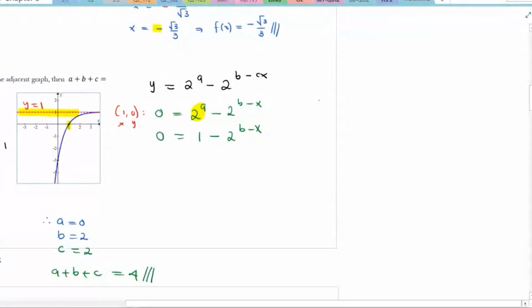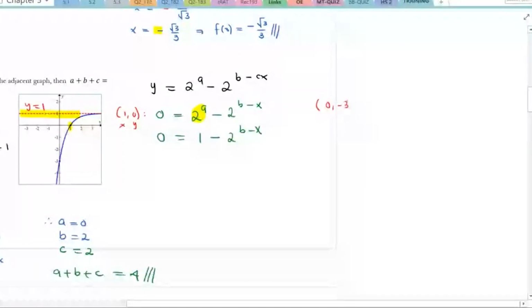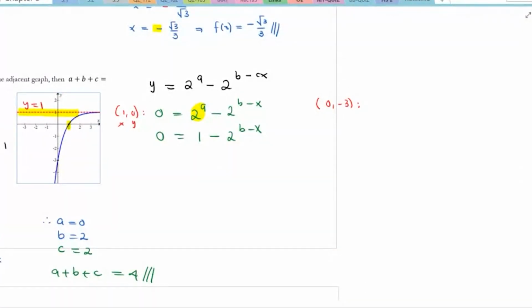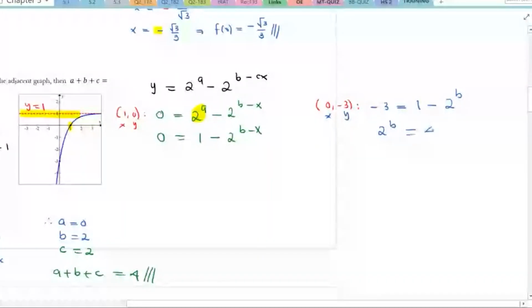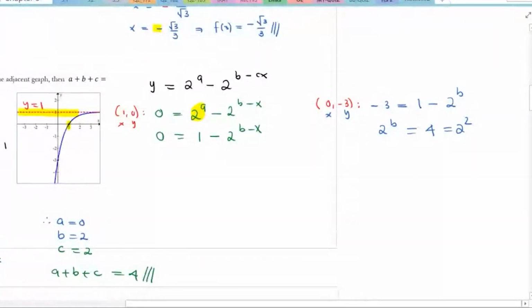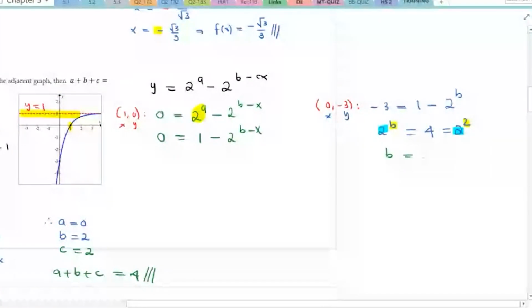What is the second point? The second point is 0, minus 3. When I substitute this one, we have x and y. So y is minus 3 equal to 2 to the power of a, allow me to write it as 1 now, minus 2 to the power of b, and x is going to be equal to 0. So we have 2 to the power of b only. Now, when you bring 2 to the power of b to this side, we say 2 to the power of b is equal to 4, which is 2 to the power of 2. Because the base is the same, the power must be the same. So we have seen that b is equal to 2.